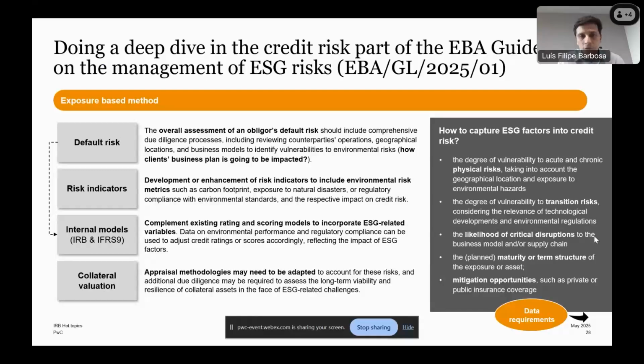They are stating that the overall assessment of the obligor's default risk should be comprehensive enough. It should cover all the geographical locations, the different business models, and indeed all kinds of vulnerabilities that are linked to, in particular, environmental risks. And if that is the case, yes, banks need to understand what could be the impact on the default risk of their own clients. And that makes a clear bridge to what we have been discussing in terms of how rating and scoring models could be adjusted precisely to include ESG-related variables.